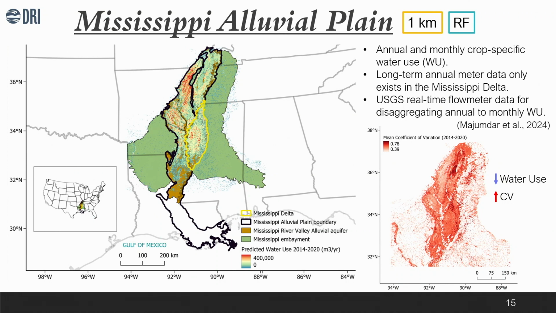So next up, this was work with the US Geological Survey. I spent almost 3 years working on it, and here we estimate annual and monthly groundwater withdrawals across the Mississippi alluvial plain using different predictor data sets and remote sensing. And we also have the USGS real-time flow meter data available in different states, which we use to disaggregate the annual estimates to the monthly scale.